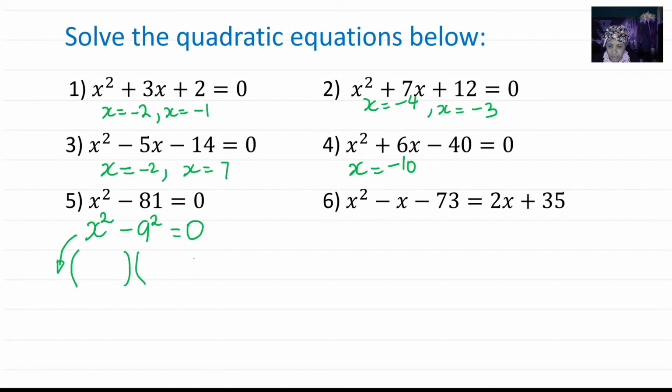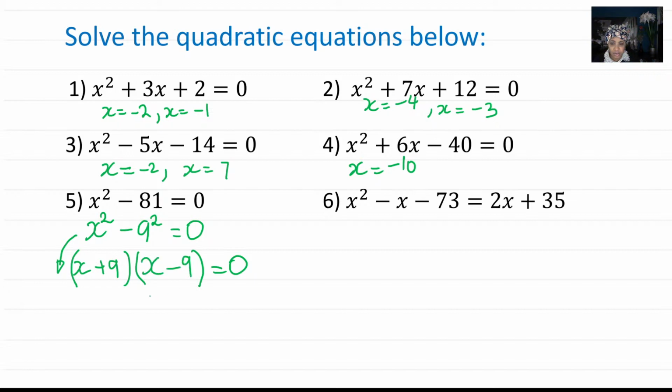Okay, I've jumped to number 5, guys. So this is equal to 0. This is the difference of 2 squares, okay? Why do we call it the difference of 2 squares? Well, there is a square number, take away a square number. That's why we call it the difference of 2 squares, because we subtract them. So we have in one bracket x plus 9, in the other bracket x minus 9.